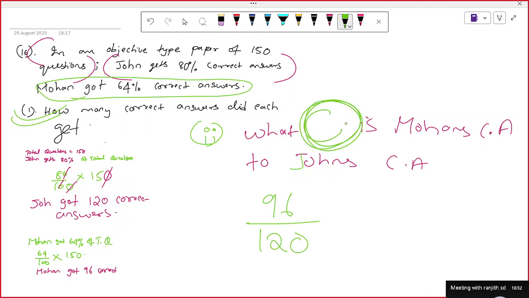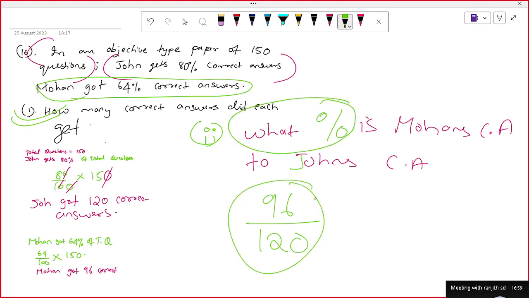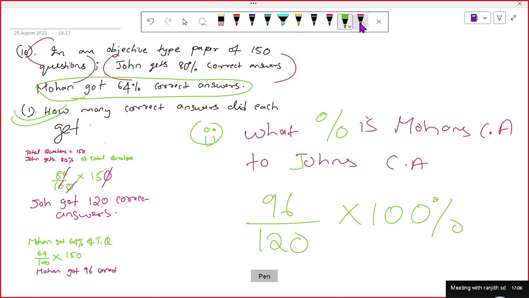And your percentage is given, right? In the question they have asked what percent. How do you find percentage? When there is a numerator and a denominator, multiply by 100%. So you don't have to mug up anything.